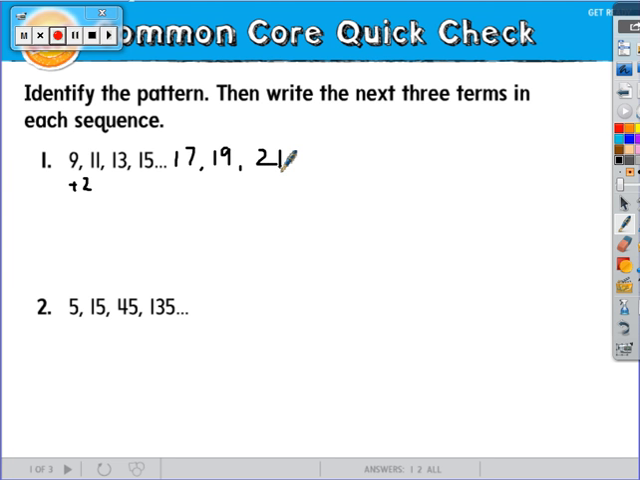We come down here. How do you go from 5 to 15? Add 10. Or multiply by 10. So if we add 10, let's see. 5 plus 10 is 15. 15 plus 10 is 25. Is that 45? No, so this does not work.